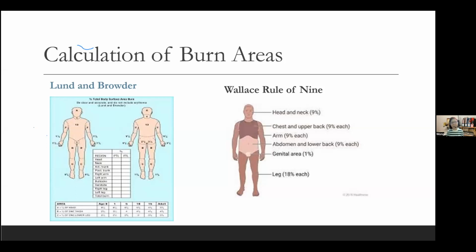In children and kids, usually another classification of wound assessment is preferred. That is the Lund and Browder chart, because the proportions of the head, the trunk, and the leg are different in children and adults. So using Lund and Browder, it will more accurately point out the percentage of burn, and you can manage more accurately.